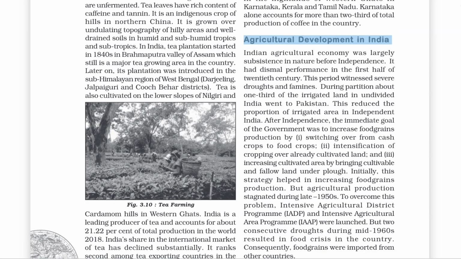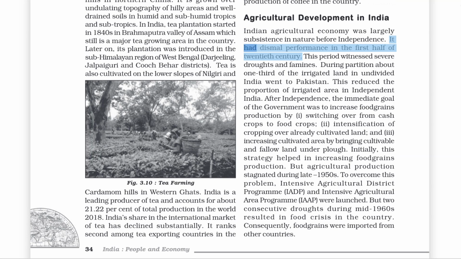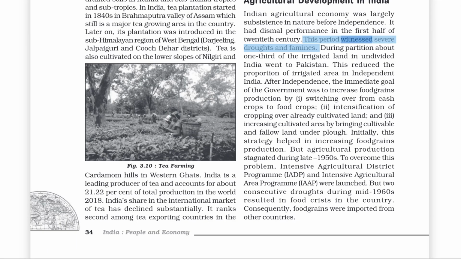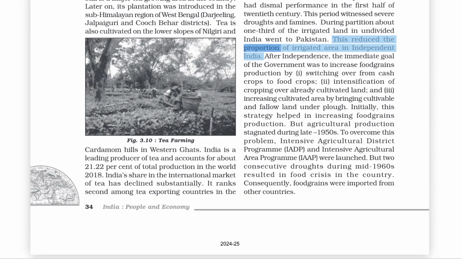Agricultural development in India. Indian agricultural economy was largely subsistence in nature before independence. It had dismal performance in the first half of 20th century. This period witnessed severe droughts and famines. During partition, about 1/3 of the irrigated land in undivided India went to Pakistan. This reduced the proportion of irrigated area in independent India.